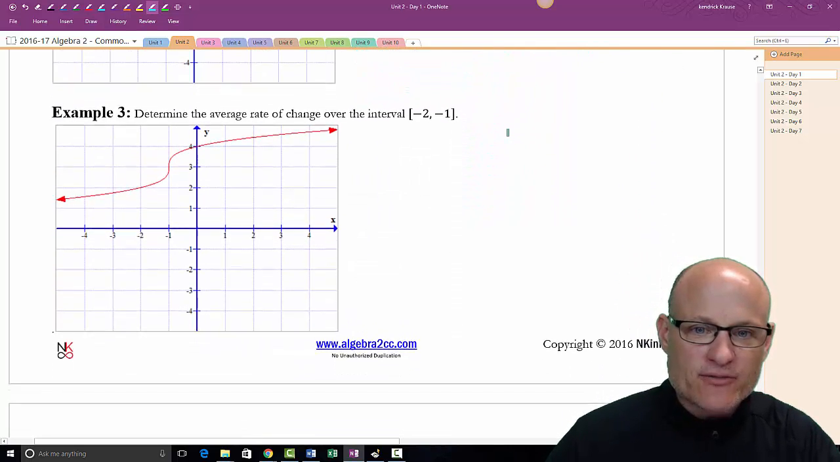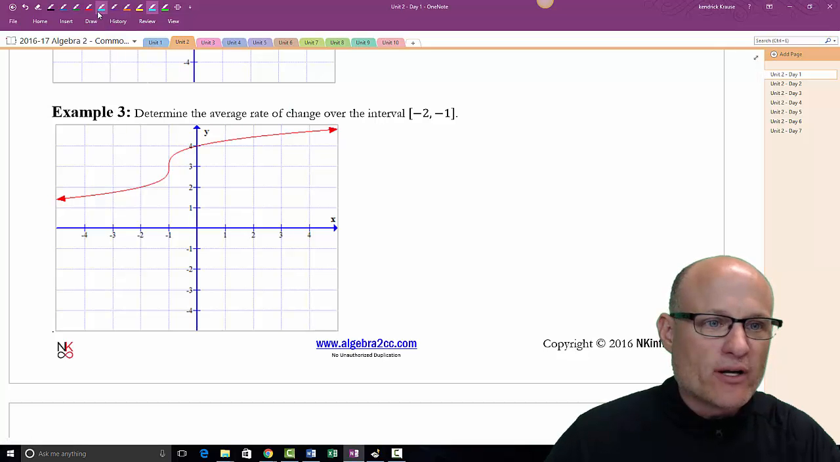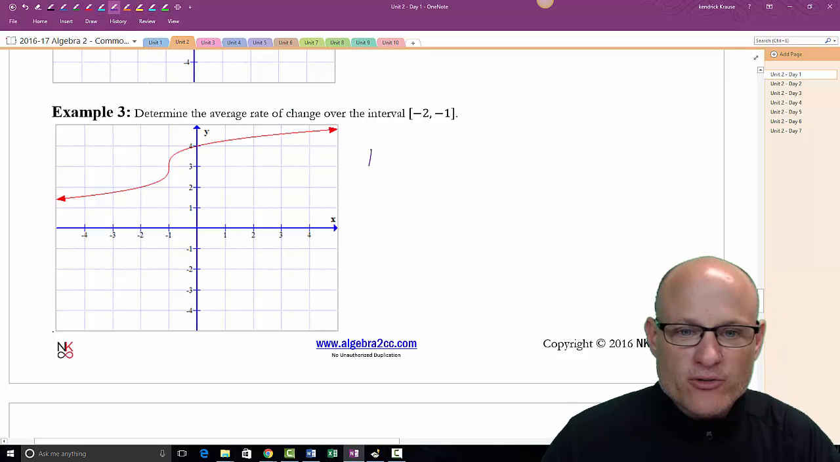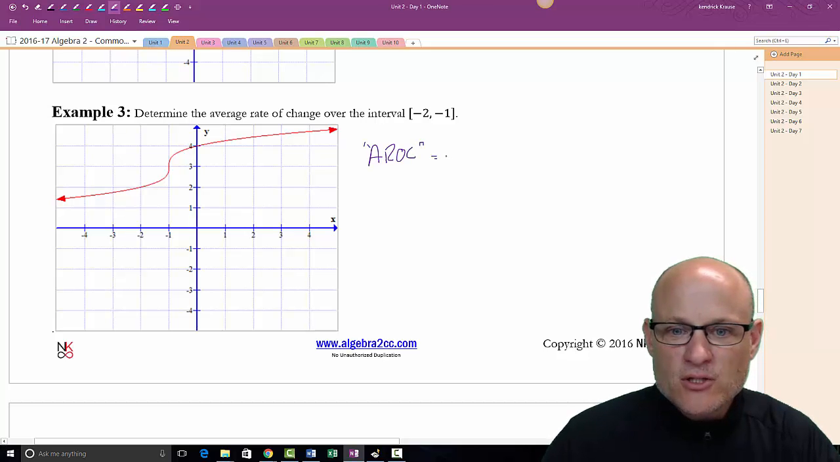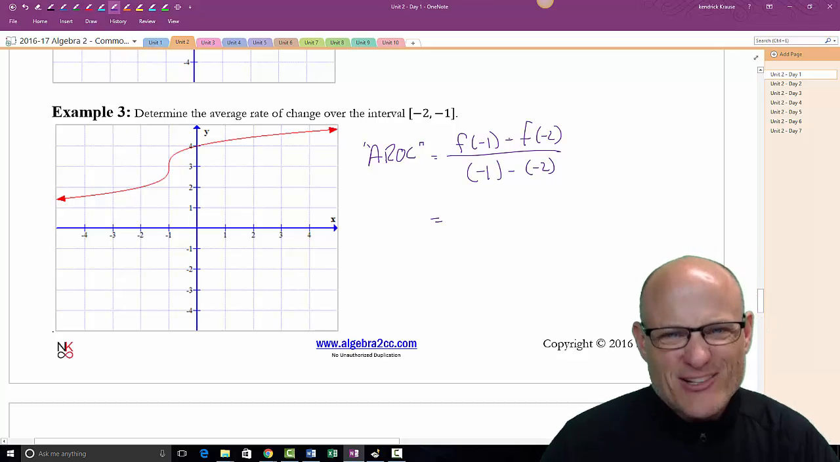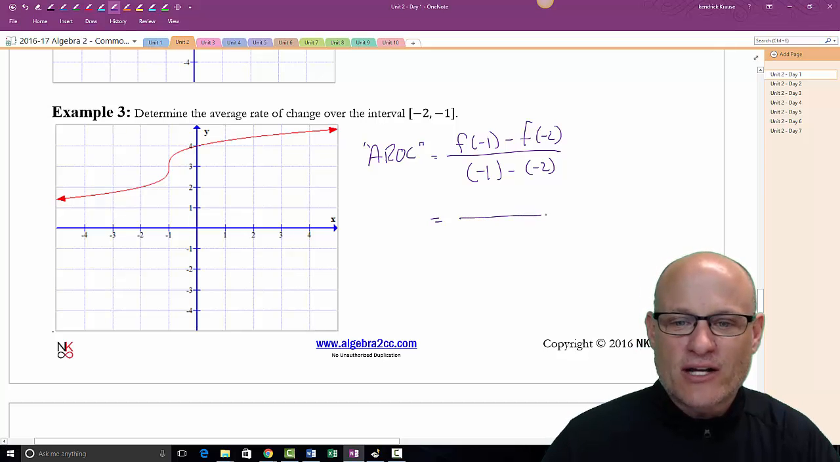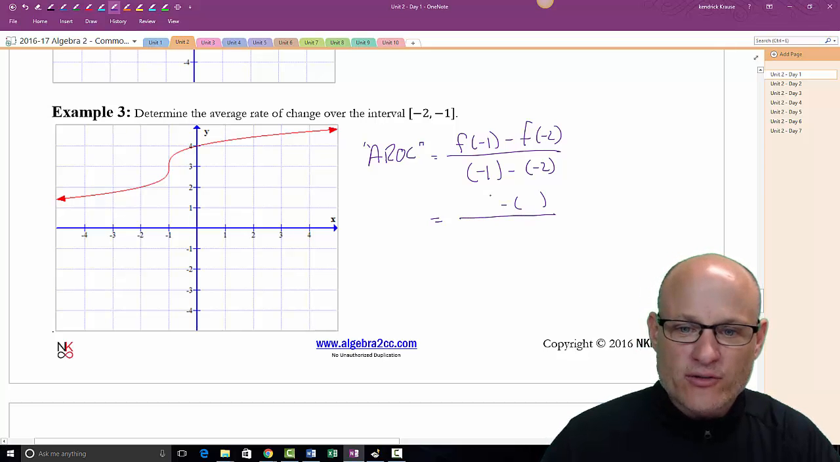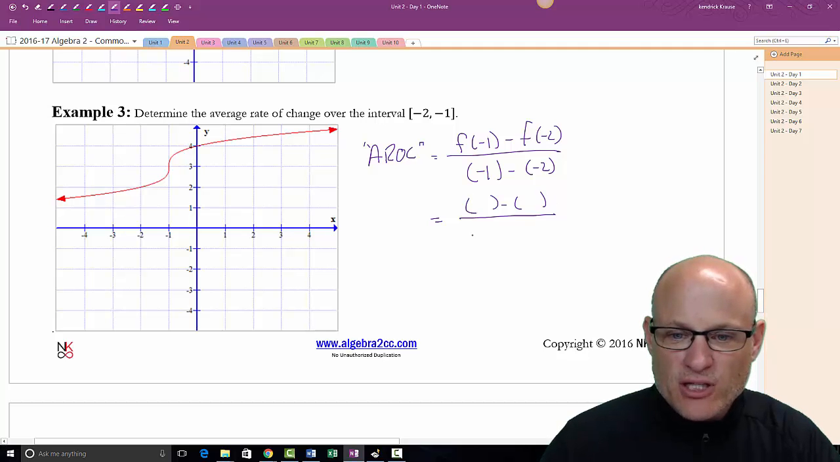Determine the average rate of change from -2 to -1. All right, so all we're going to do is the AROC, average rate of change. So that's f of -1 minus f of -2 all over -1 minus -2. Notice I'm using parentheses, especially with negatives. You run into all kinds of problems when you don't use parentheses with negatives. So this really becomes -1 plus 2, which is really just 1.